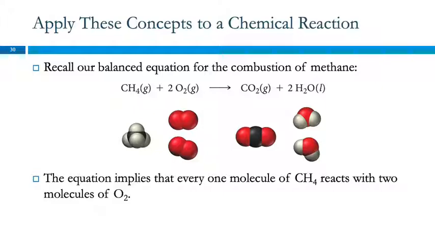So we were looking at the combustion of methane, and here we have our balanced chemical equation. 1 methane molecule reacts with 2 oxygen molecules to make these products. So 1 molecule of methane reacts with 2 molecules of oxygen. If we only have 1 molecule of oxygen, we can't make anything. It's like if you have 1 cup of cheese, you can't even make 1 pizza, right? There's just not enough.